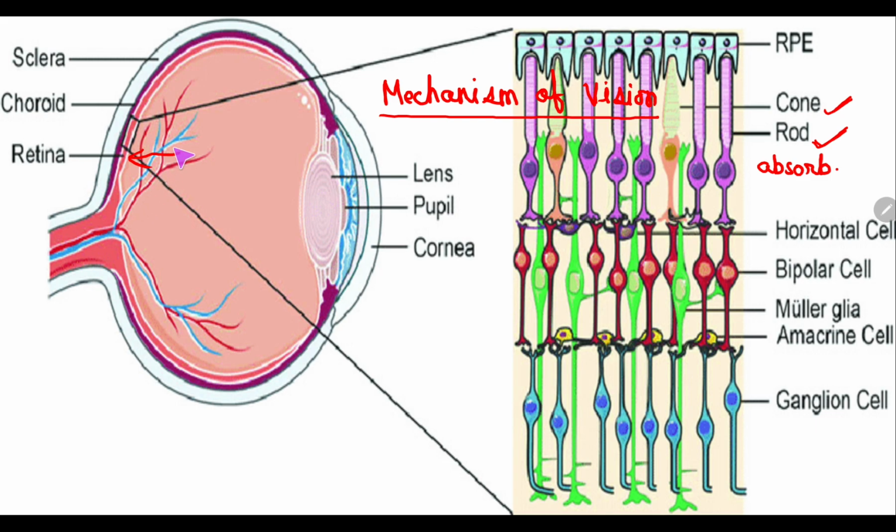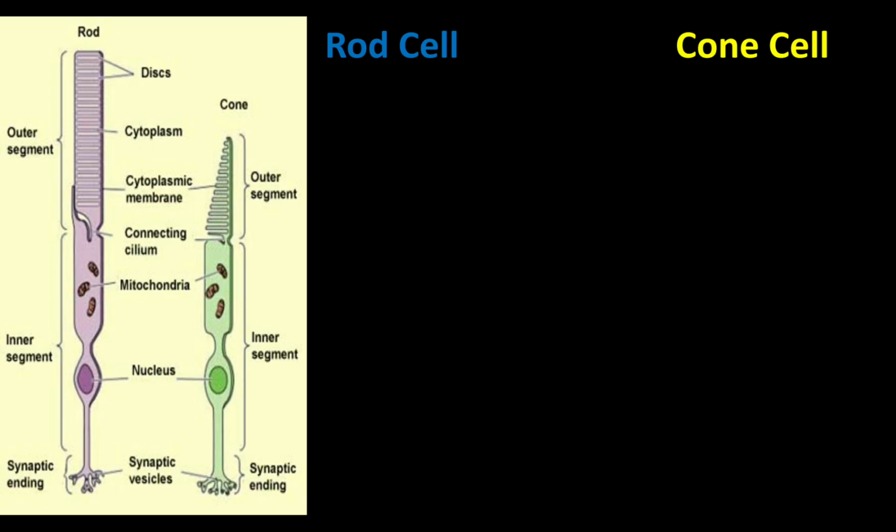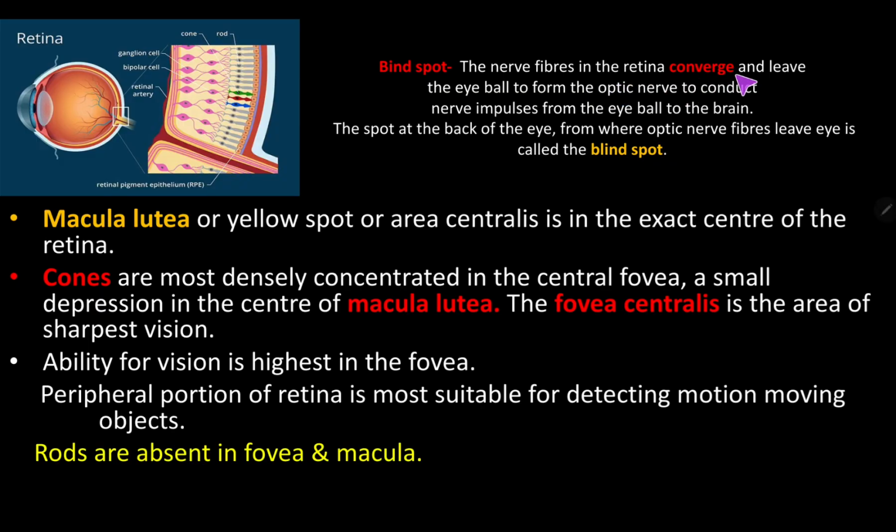And then one knob is coming out from the eye through a region. That region is called the blind spot. This blind spot is the region of the retina where rod and cone cells are absent. And when rod and cone cells are absent there, that region cannot absorb light. This is the blind spot region, because here rod and cone cells are absent. That's why we cannot visualize from this region.